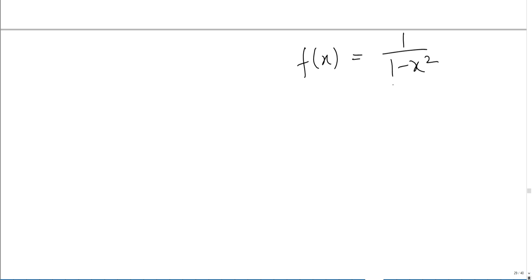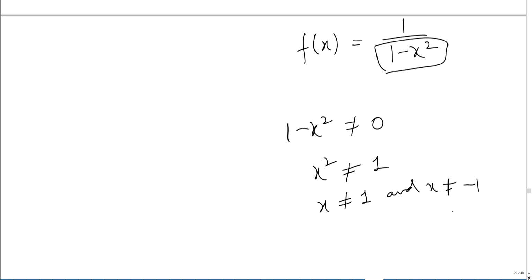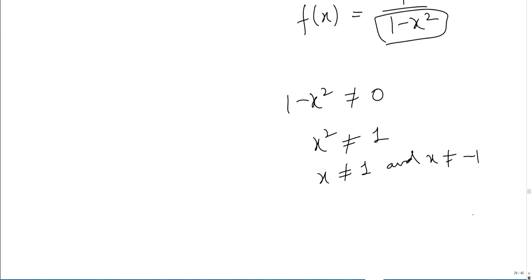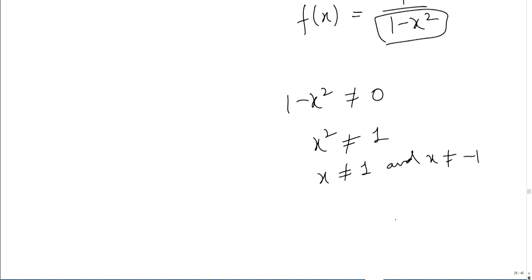Here as well, if this denominator is 0, the function would be undefined. So we cannot evaluate this function when this denominator is 0. So 1 minus x square can't be equal to 0. That means x square can't be equal to 1. That means x can't be equal to 1 and x can't be equal to minus 1. So x can take any real value except 1 and minus 1. Good. What about y? What possible values can y take?